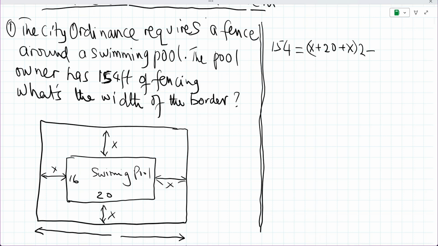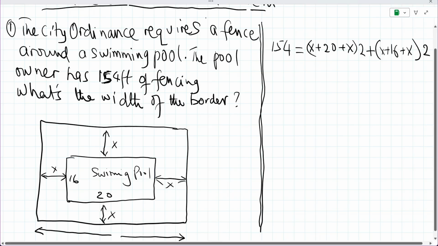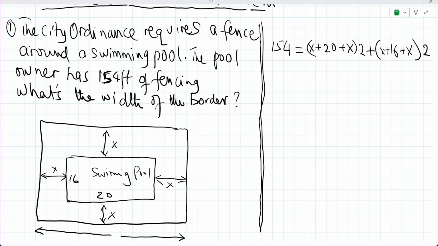And then we have to add this to the width of the border. Now the width of the border will be given by x plus 16 plus x. So we have x plus 16 plus x. And this is also supposed to be multiplied by 2 because we have two sides. So that total should give us the perimeter of 154.